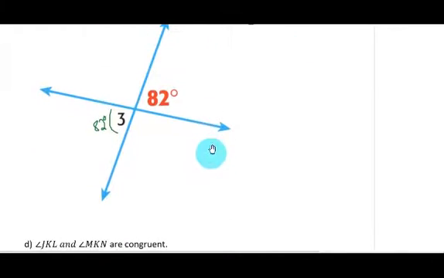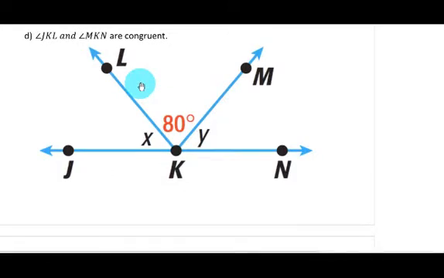So let's go ahead and look at this next problem here. Now we have a big chunk of a problem. We see that there's an unknown measure here and an unknown measure here. We need to solve for both of them.